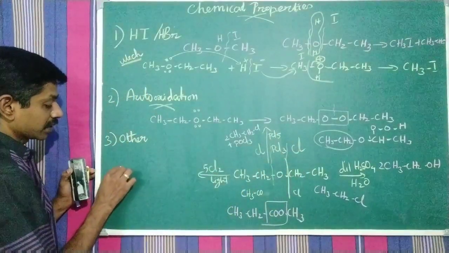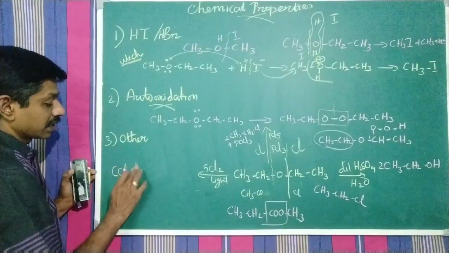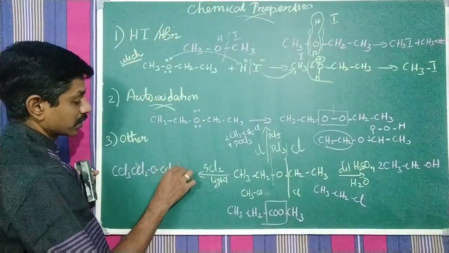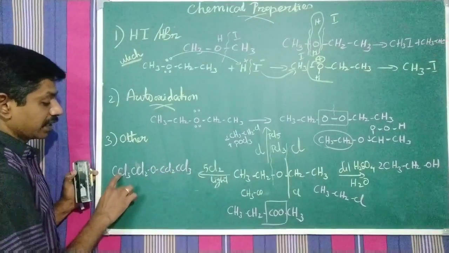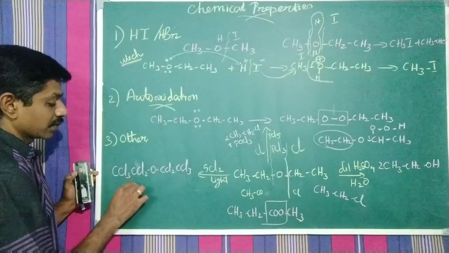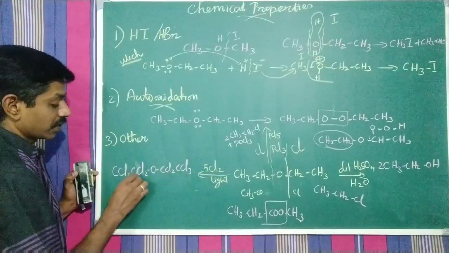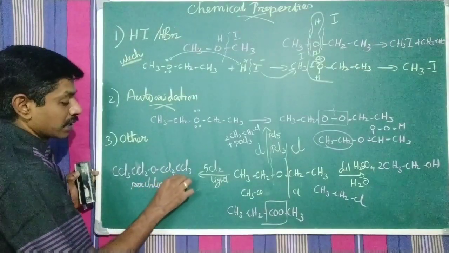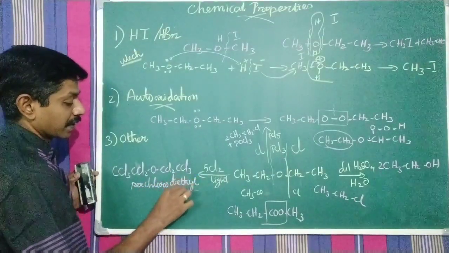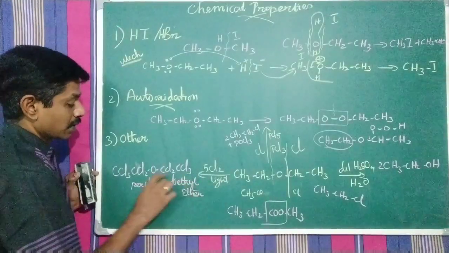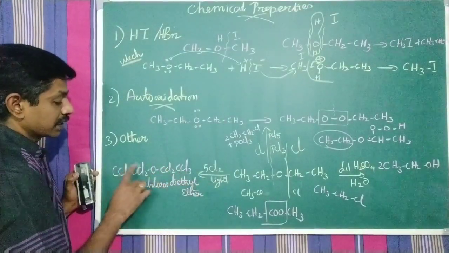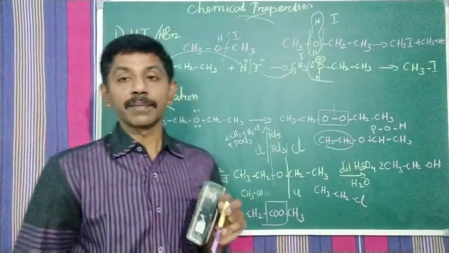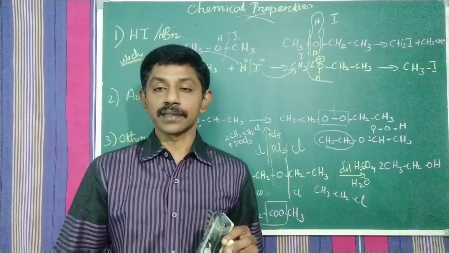You will get the product CCl3, CCl2, O, CCl2, CCl3. That means all the hydrogens are removed and chlorines are added. So it is called as a perchloro diethyl ether. Perchloro, both sides ethyl group, so diethyl ether. So these are the probable chemical behaviors of aliphatic ethers.